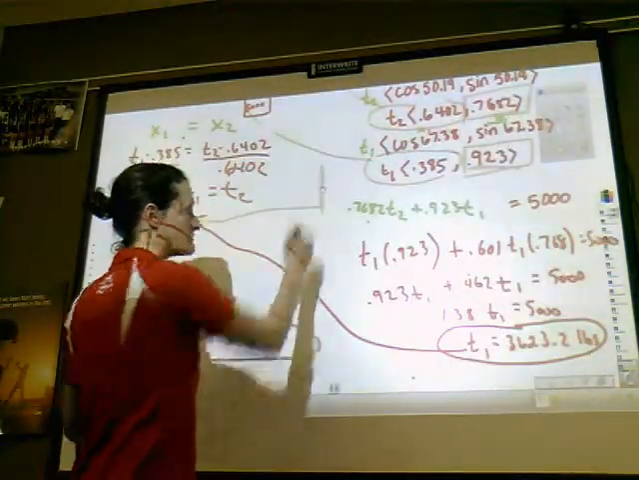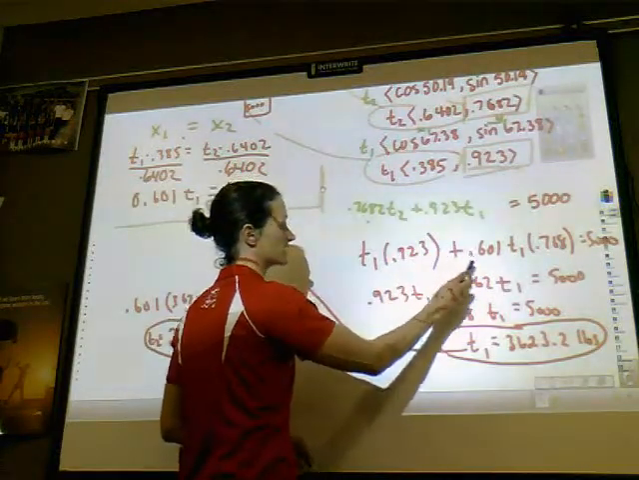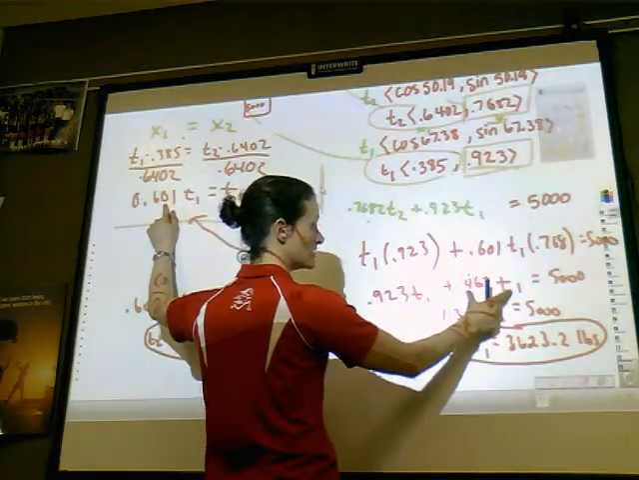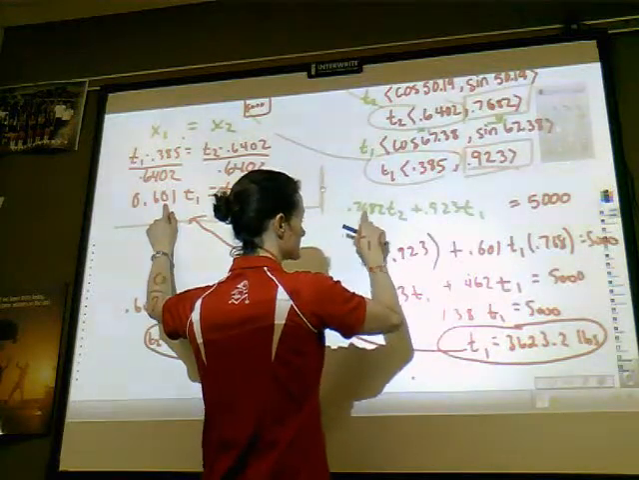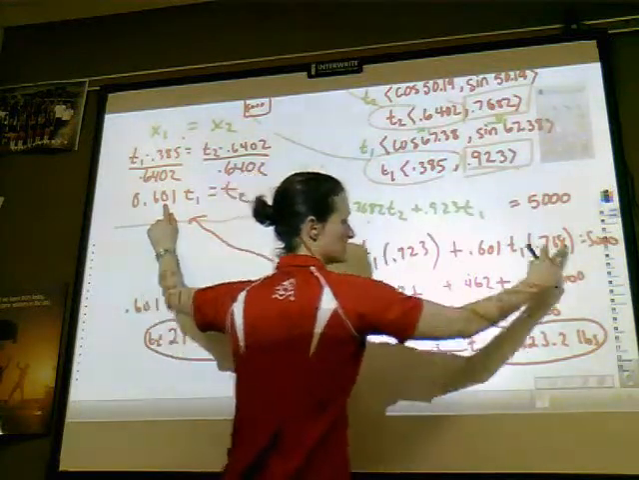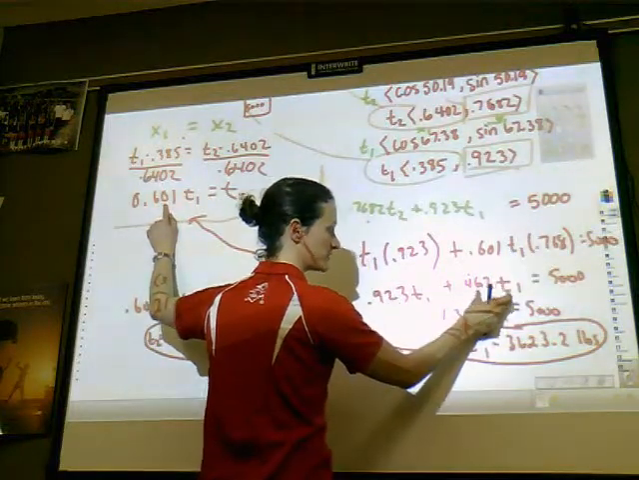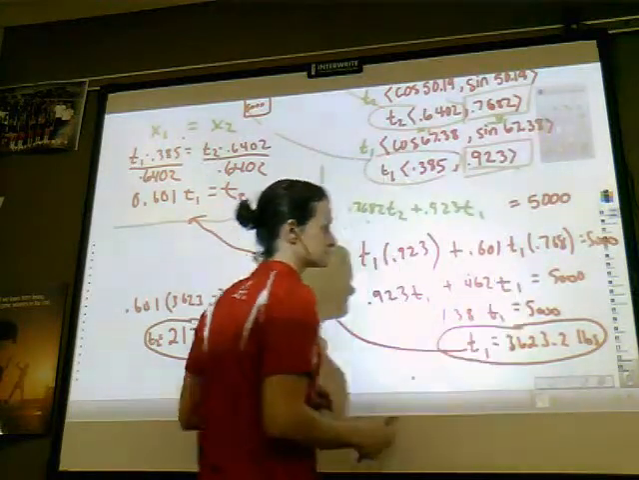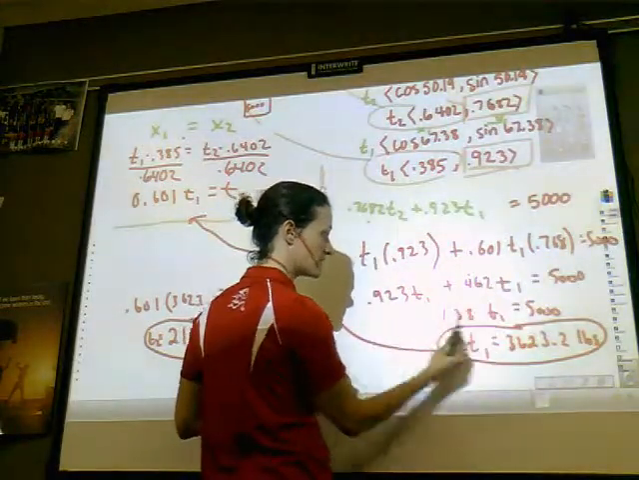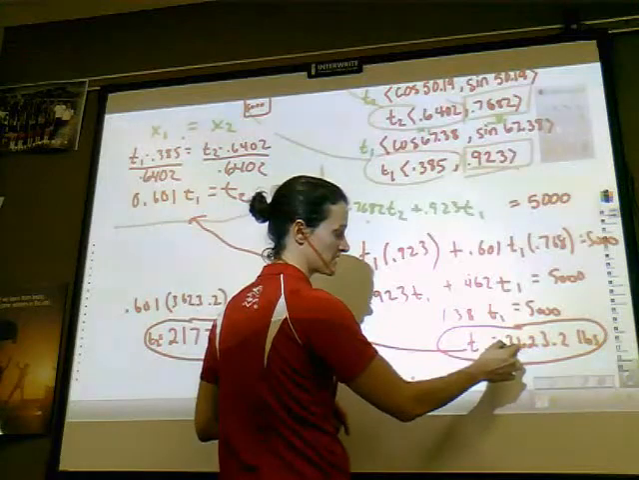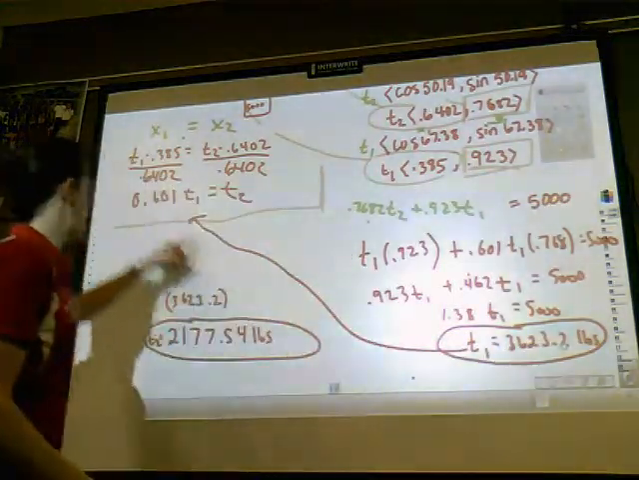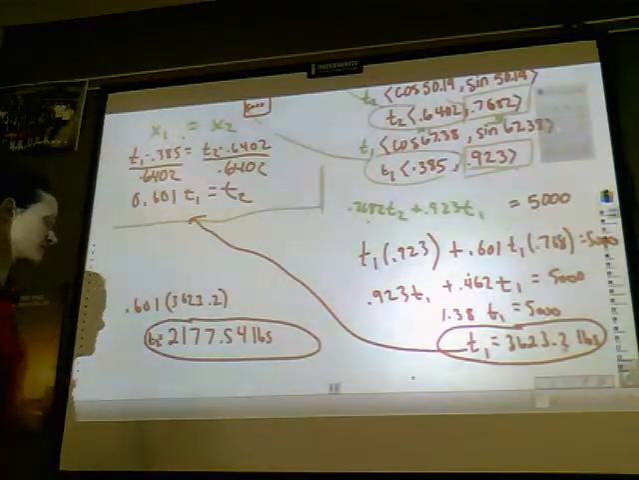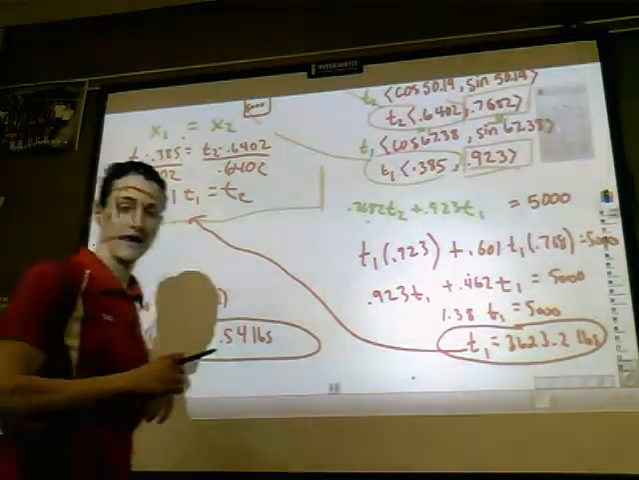And then I'll give you a minute to look at the math. So that's 0.923 T1 plus 0.601 T1. Plug that in here for T2 times my 0.7682. So then I just multiply those two to get this 0.462 T1. Don't forget your T1 when you plug in for T2 in this equation. All right, add those two up. Divide. T1's vector is 3,623.2 pounds. Plug that back into this equation, which then indicates the T2 vector is 2,177.54 pounds. And there's that problem.